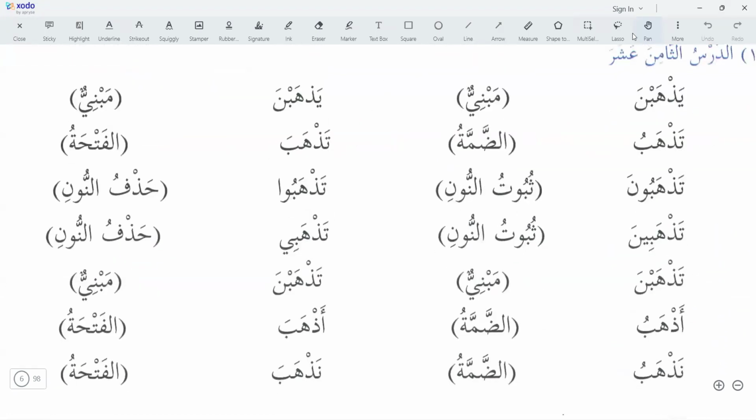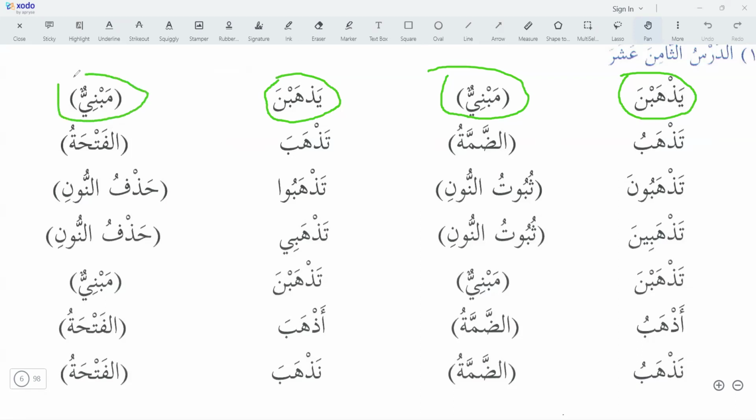Yazhabna. Third person feminine plural. Yazhabna is third person feminine plural, ghaib mu'annas jamma. The alamte rafa is mabni. It is mabni, and when it is mansub, it is yazhabna. It is mabni, it doesn't change. It is constant. Okay.